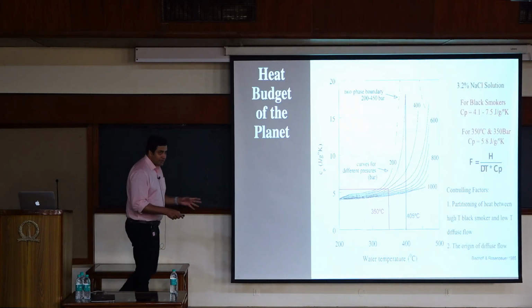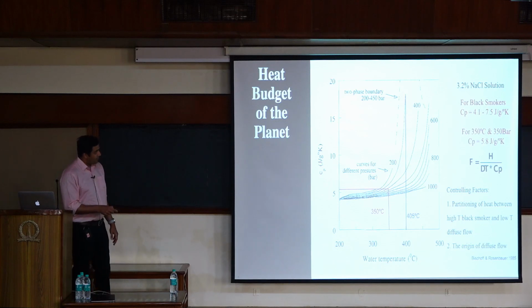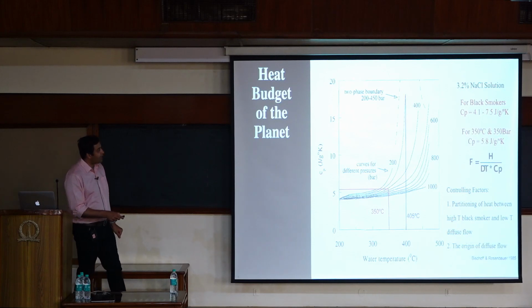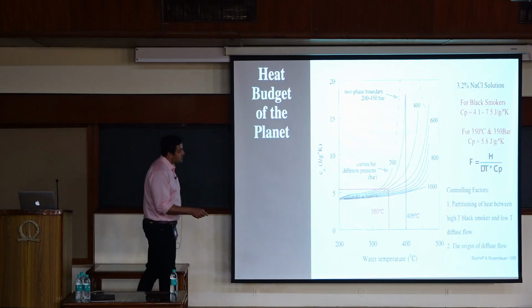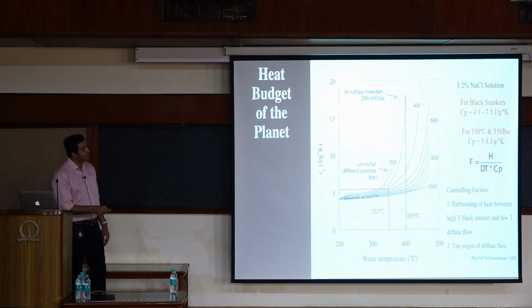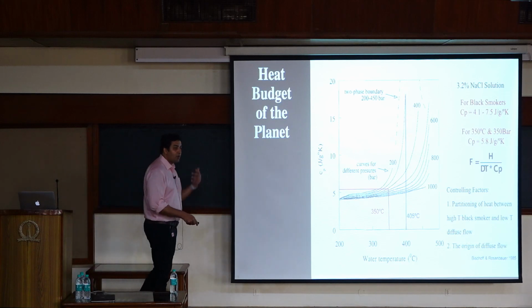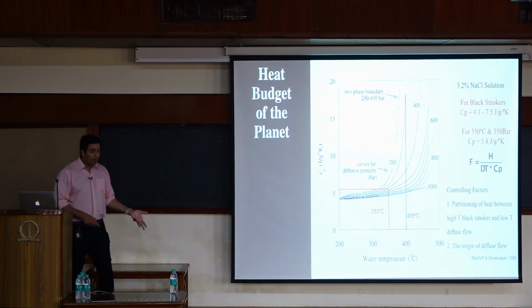Now, we don't need to get into the details of how this is all working. For black smokers, which is a kind of hydrothermal vent we saw in the first slide, we have waters at 350 degrees Celsius and around 350 bar, with a specific heat capacity of like this. So it can carry a lot of heat with it. Remember, this is not pure water. This is around a 3.2% sodium chloride solution. So these are fluids which are not behaving like the liquid water that we visualize.